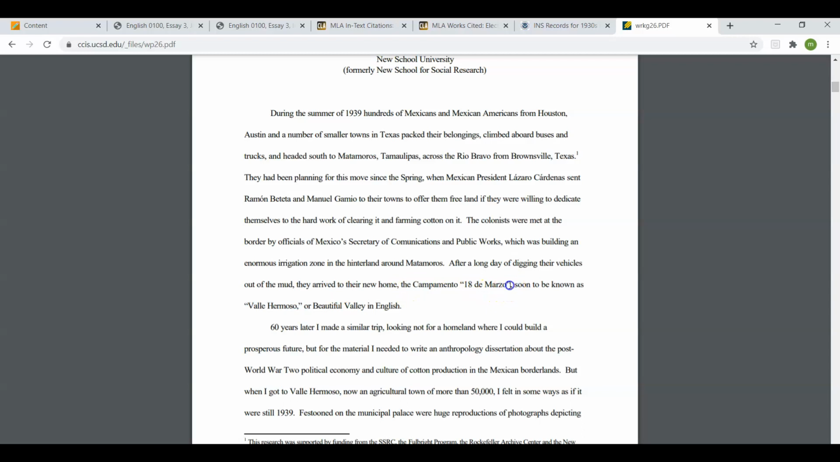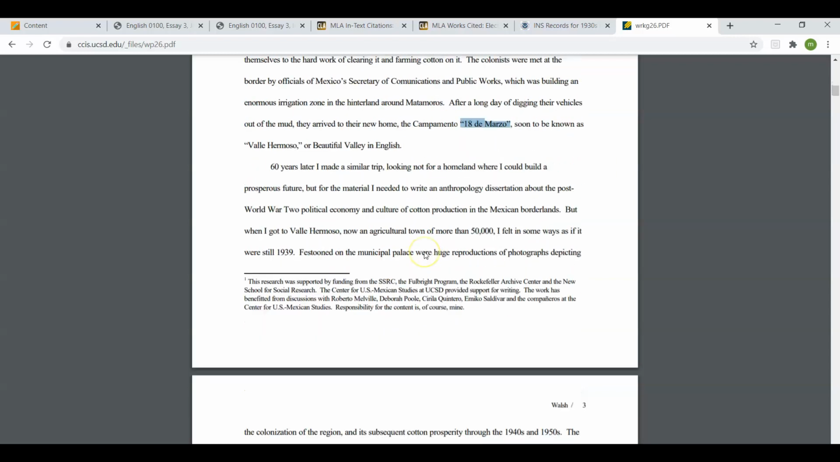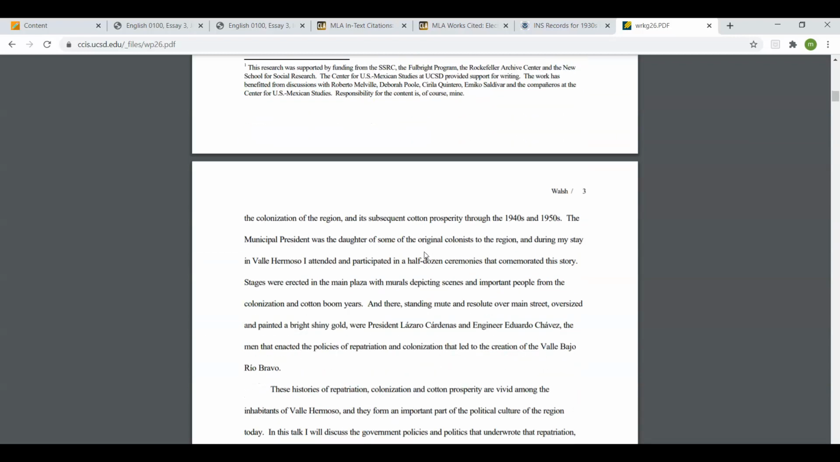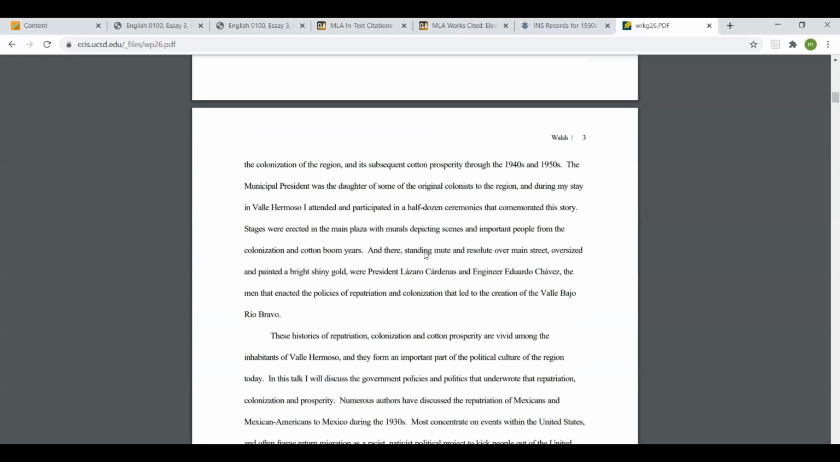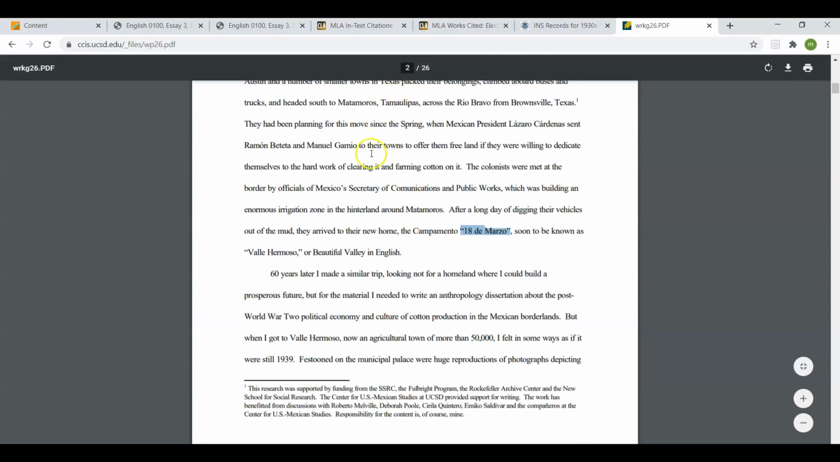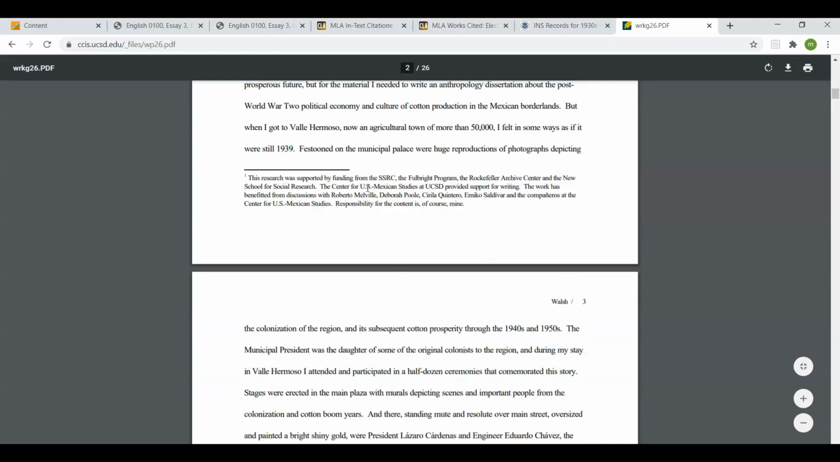She even, in the interview, mentioned the 18 de Marzo, the name of the settlement where they moved to and did their farming. So it's a really cool article, and I ended up not using it, but then I thought, hey, I'm going to give an alternative example and use it. And so I read it. It's a really good article.